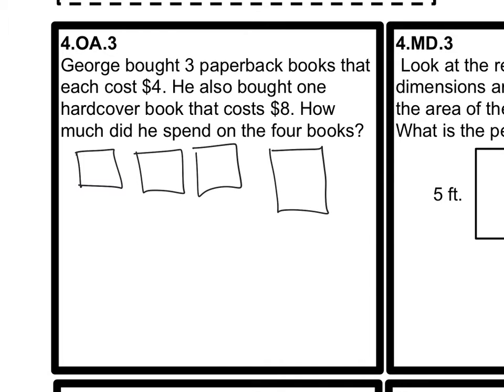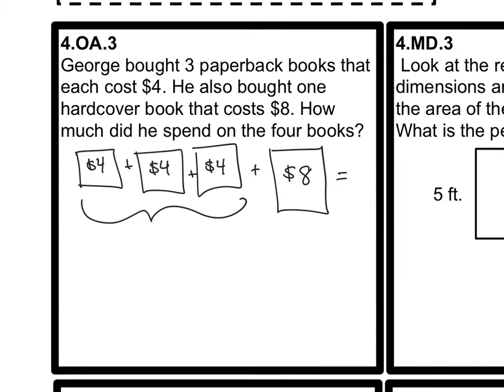So of those 3 paperback books, they each cost $4. And the hardback cost $8. Now, of course, you could just go ahead and add these all up and see how much he spent on all of these books. You could also look at this as a multiplication.